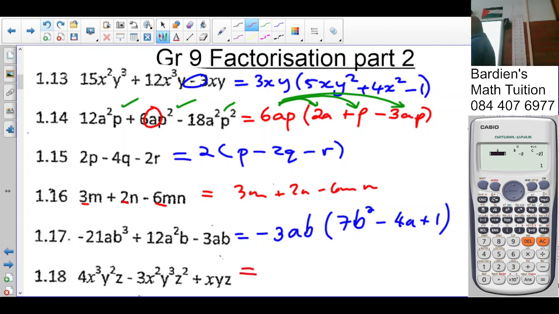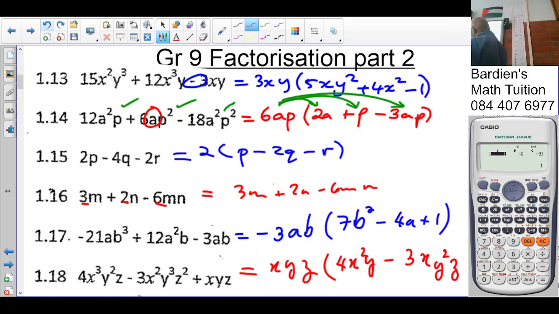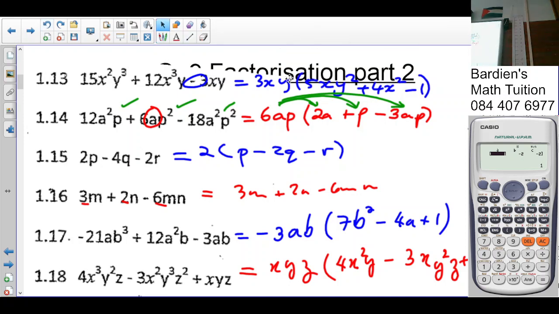What is common here? X, Y, Z. Yes. What do we leave in the bracket? 4x squared y minus 3xy squared z plus 1. Right. Any issues here? No. Right.